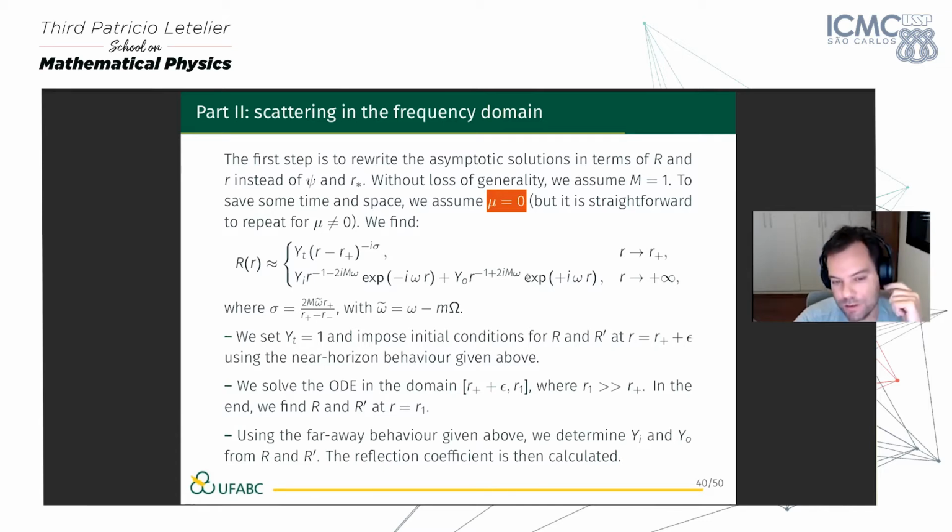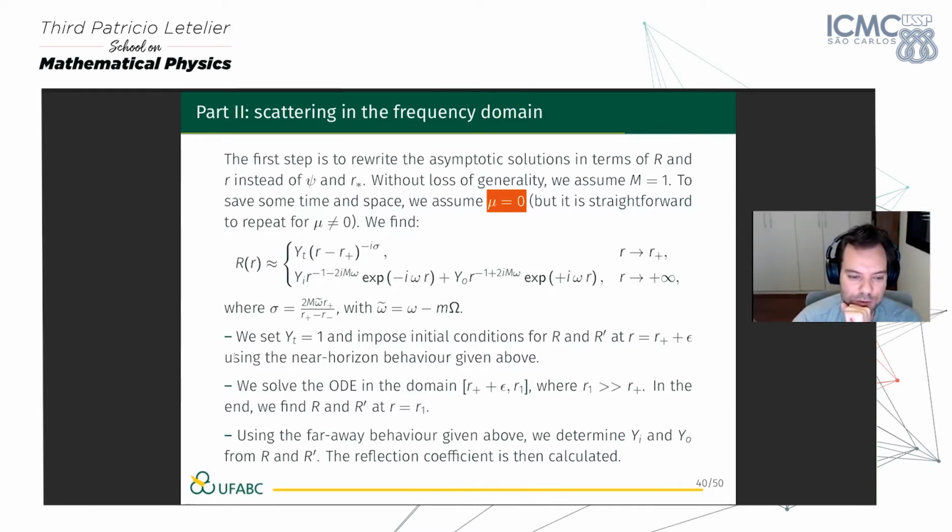We only have to remember that since we are studying scattering problems, we want the frequency omega to be bigger than the scalar field mass. So if the scalar field mass is 0, then there's no extra restriction. But if it's not 0, then the frequency should be bigger than this scalar field mass. So basically, in terms of these coordinates, we get this behavior, and we want to solve the radial equation using initial conditions that are compatible with this asymptotic behavior here.